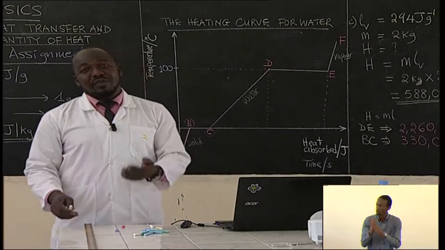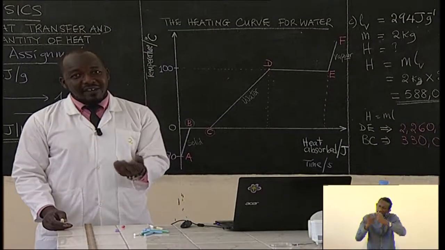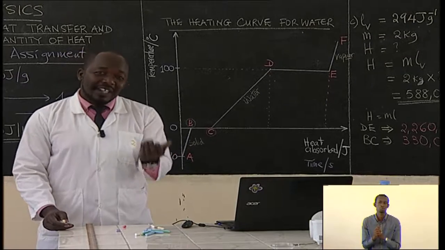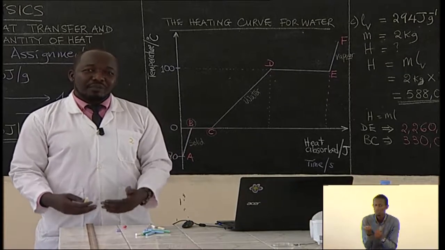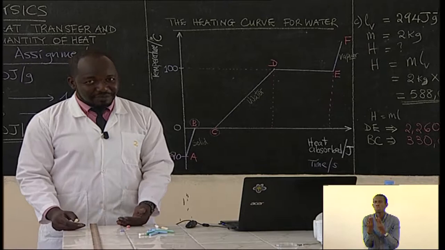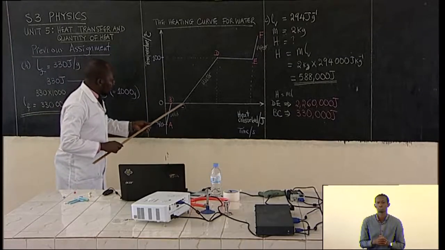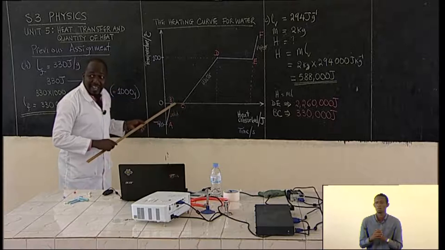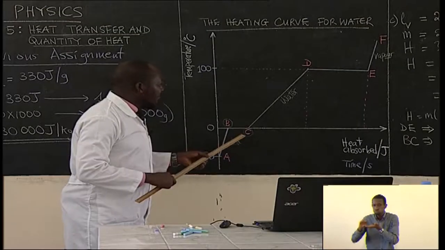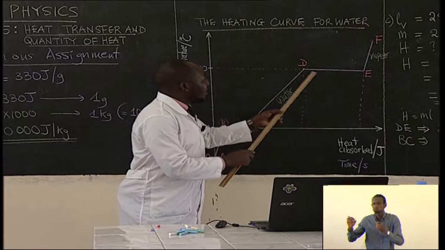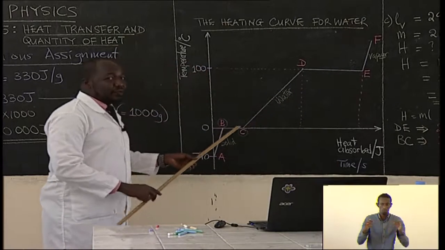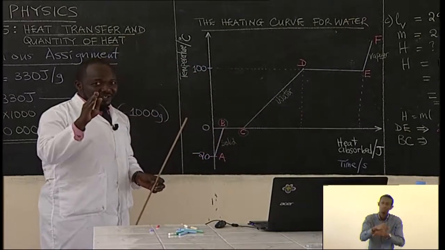That's why when you hold ice in your hand, that ice will melt faster than water would boil in a saucepan. And so when it comes to drawing the graph, because this one takes less time, remember, less heat here, this one takes less time, and this one takes more time. This line is longer than line BC. So that is the reason.